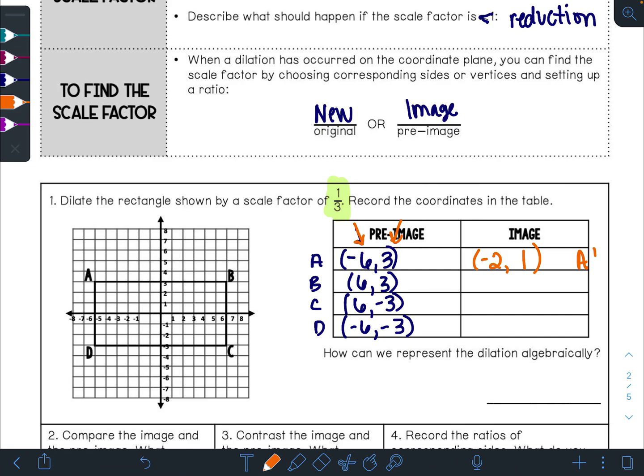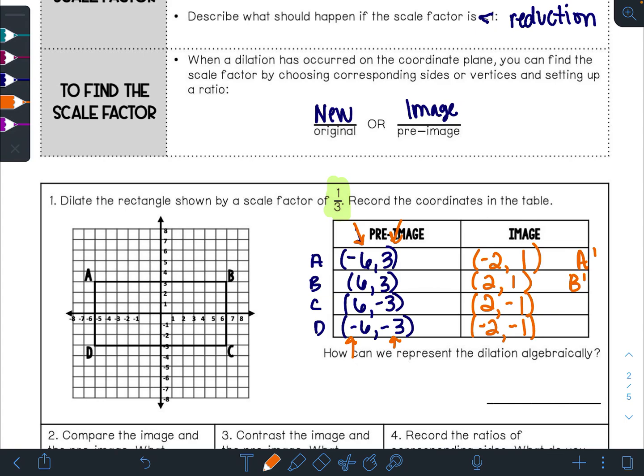So this gives me A prime here. 6 times 1/3 is 2, and 3 times 1/3 is 1. Oh, I messed up right here, that should be a 1. That gives me B prime. And then again, 6 times 1/3 is 2, and -3 times 1/3 is -1. Then -6 times 1/3 is -2, and -3 times 1/3 is -1. Basically, I took each one of my x values and multiplied it by 1/3, and each one of my y values and multiplied it by 1/3.